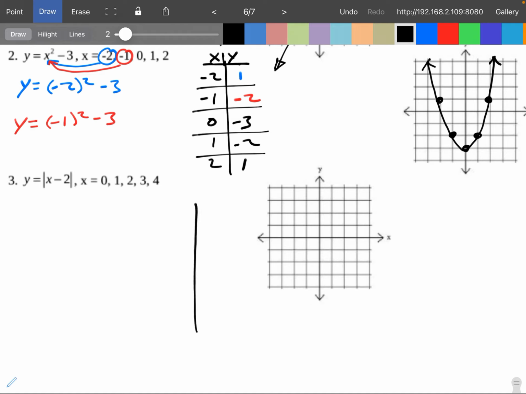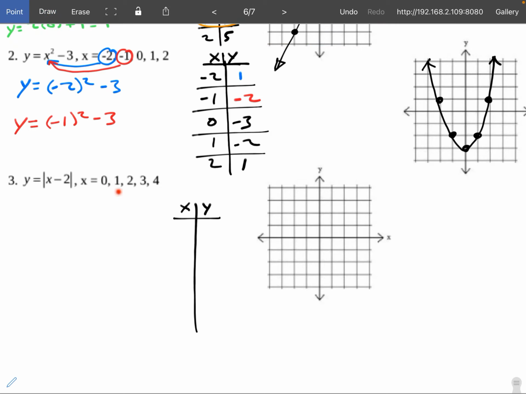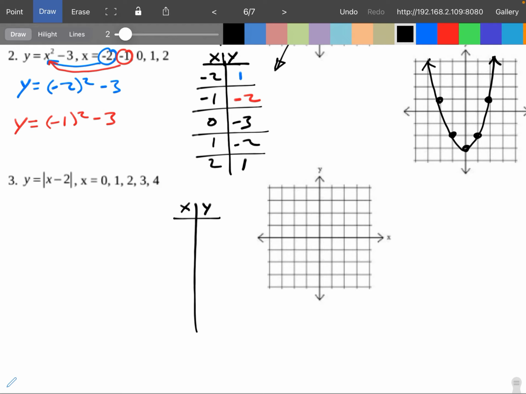Let's do the last one. So last one, same thing. We're going to make a table again. Now notice on this one, they picked different x values. Do you see that? The first two, they used negative 2, negative 1, 0, 1, 2. This time they're using for x's right here. They chose 0, 1, 2, 3, 4.